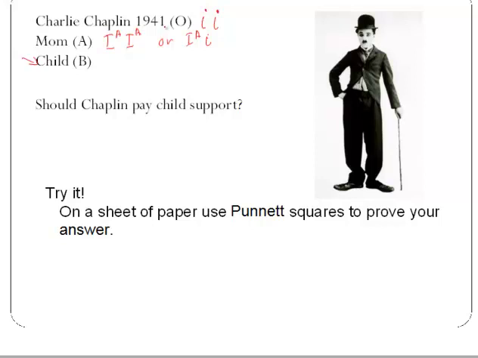Based on this, do a Punnett square. Actually, you'll have to do two. You'll have to cross Charlie and the first possibility for Mom, and do a second Punnett square and cross Charlie again with Mom's second possible blood type. Should Chaplin pay child support to this little girl? Never mind the fact that they've broken up 21 months prior to that, but should he have paid child support? So on a sheet of paper, go ahead and try working through two Punnett squares, one for each of Mom's possible blood types, crossed with Charlie up here, to prove your answer, either yes or no, and then prove it using Punnett squares.